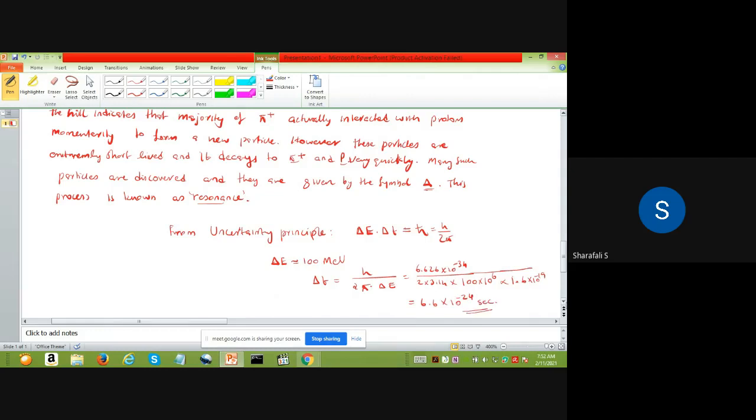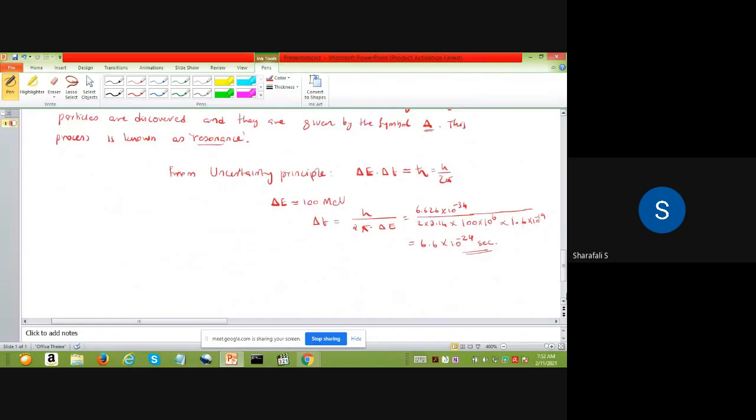So this is the lifetime of the particle which is just formed in that particular interaction. That will be of the order of 10^-24 seconds. So only for 10^-24 seconds can you observe that particle. That is why it is called an extremely short-lived particle, and after this time interval it will decay into its decay products.